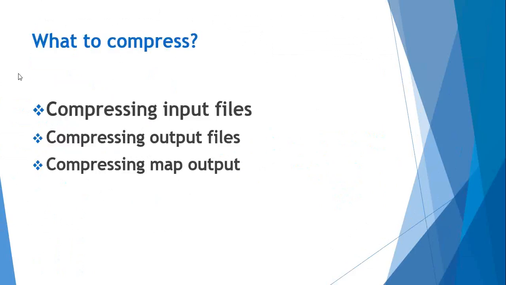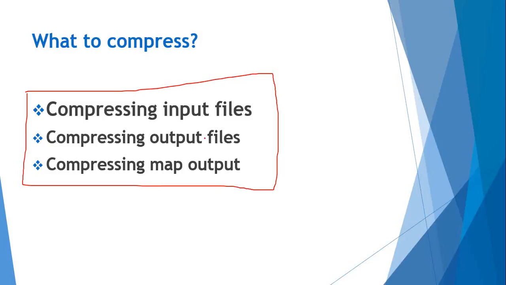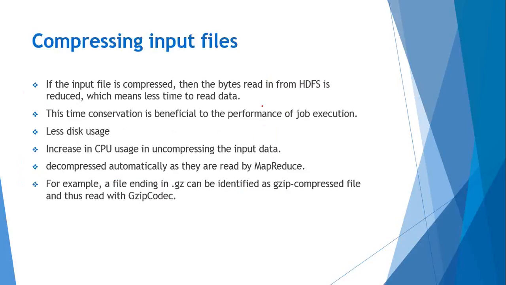I think I've already told you we can enable the compression at all 3 phases: in your input files, in your output files, that is from your reducer, and in between mapper and reducer. So at all the 3 places we can enable compression. If the input files are compressed, the major benefit is your read time also. As you are reading less data, you are doing less IO, so your IO time is reduced. The seek time might be the same, but the IO time would be reduced.